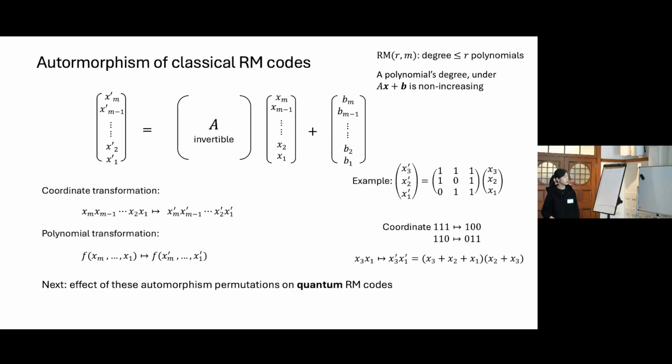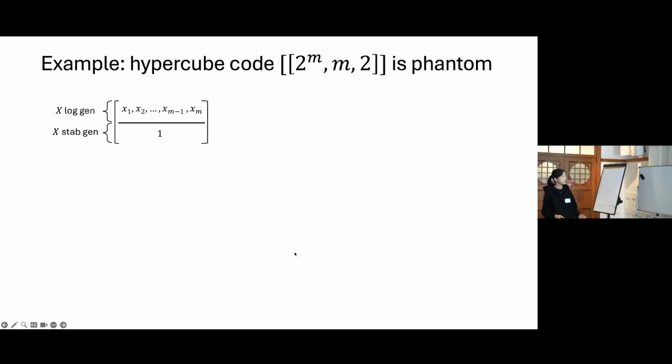So now what if we apply this automorphism permutation to the quantum Reed-Muller codes? This coordinate transformation, basically we just permute qubits, and the polynomial transformation tells us how to map the stabilizers and the logicals. As an example of this QRM family, we can consider what is known in the literature as the hypercube code. This is actually a phantom code. So the X logical generator can be written as those monomials, and X stabilizer generator is just 1.